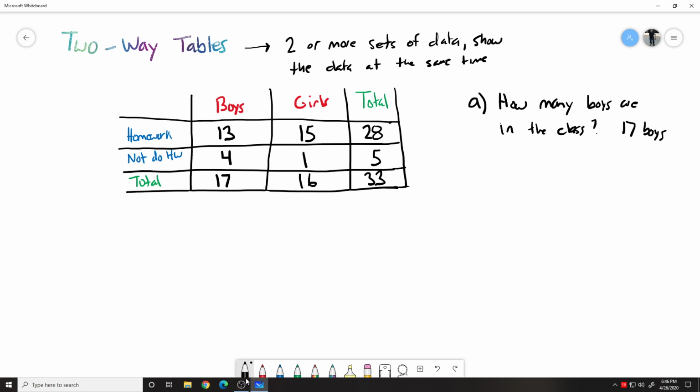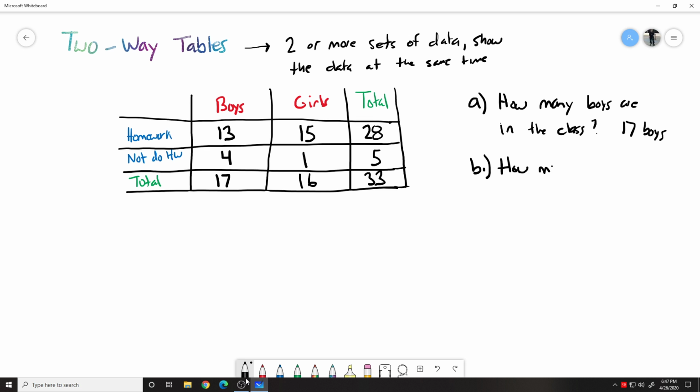Okay, that's pretty simple. Let's try asking something a little bit more difficult, when we have to actually maybe do a little math. Let's just dive right in and do something difficult. Let's look at the girls. Maybe we're going to ask the question.